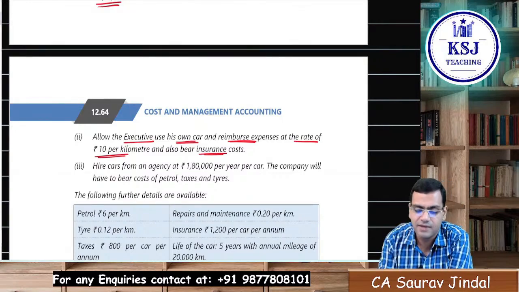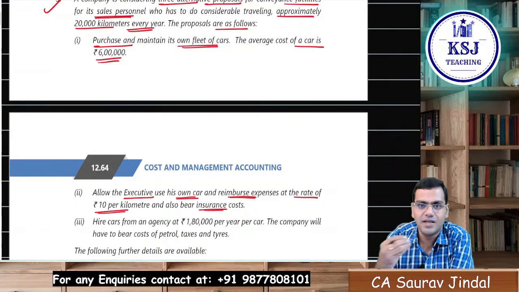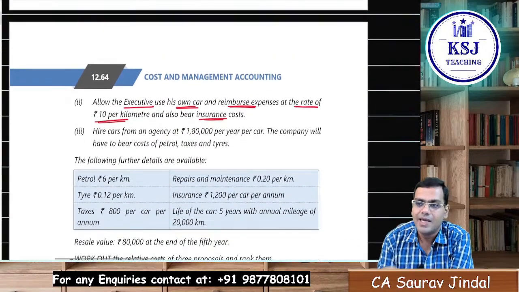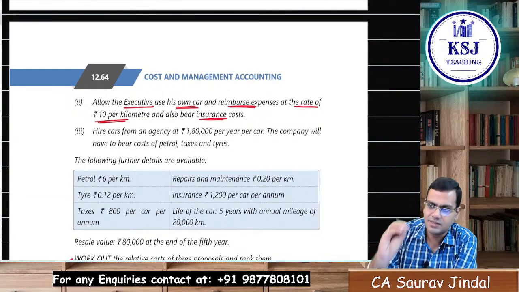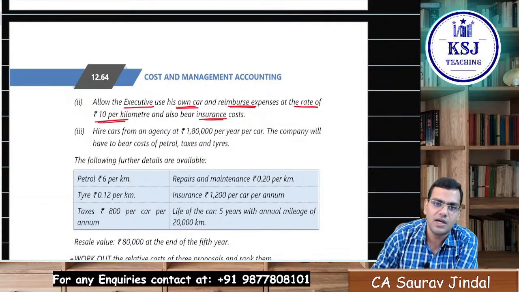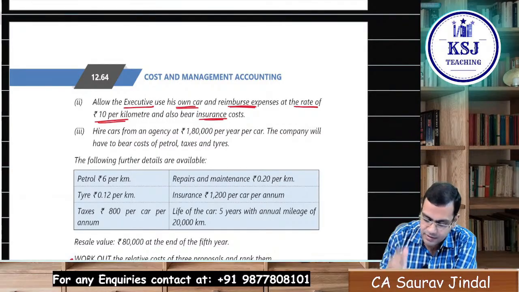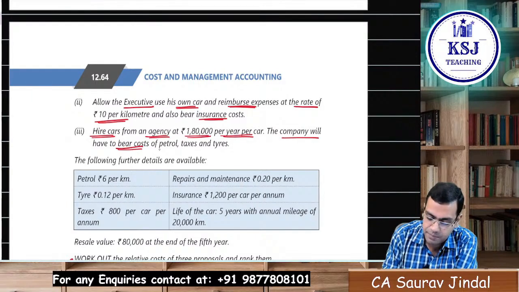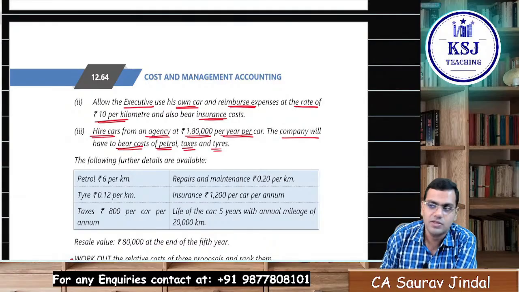So the first option is that the company purchases its own cars; each car will cost 6 lakh rupees. Another option is to ask the executive to use his own car: we will pay you 10 rupees per kilometer and also bear the insurance cost of the car. The third is to hire the cars from an agency at 1,80,000 per year per car. The company will have to bear the cost of petrol, taxes and tires.